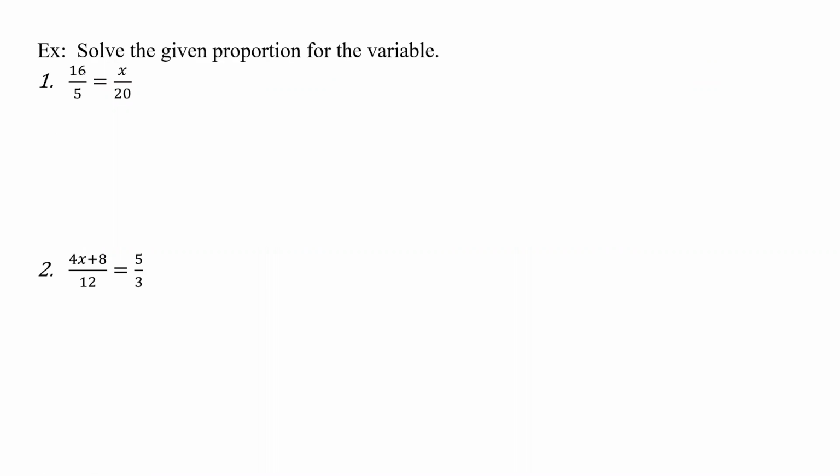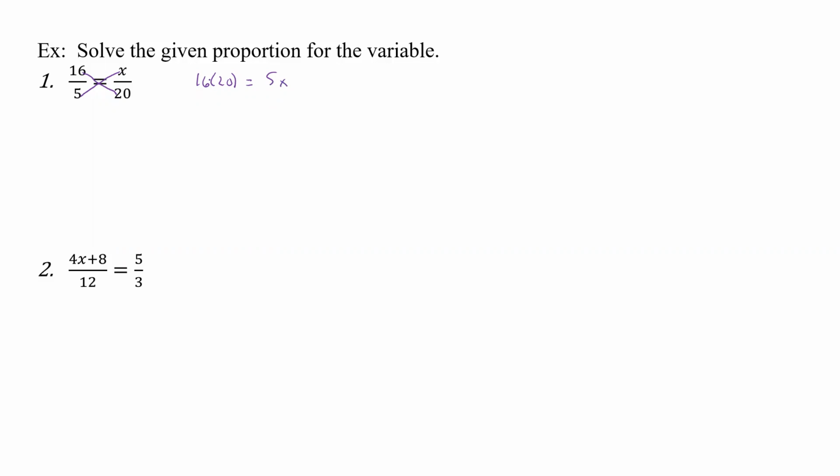What happens is when we do a cross product, we'll get one thing multiplied and set equal to something else. And if you think about that, when we get something set equal and we have a variable, we're just going to solve for that variable. And we know how to do that. So 16 times 20 equals 5 times x.